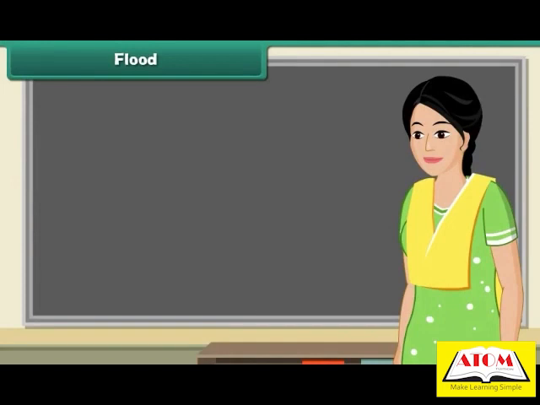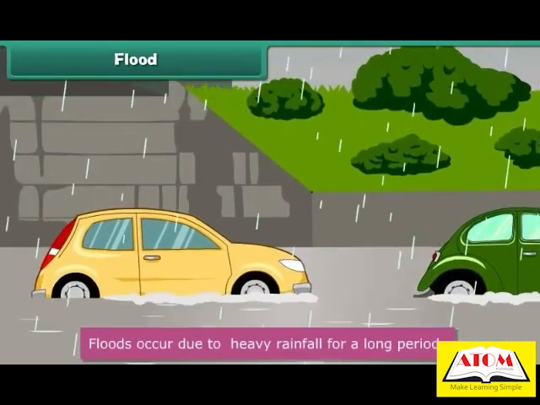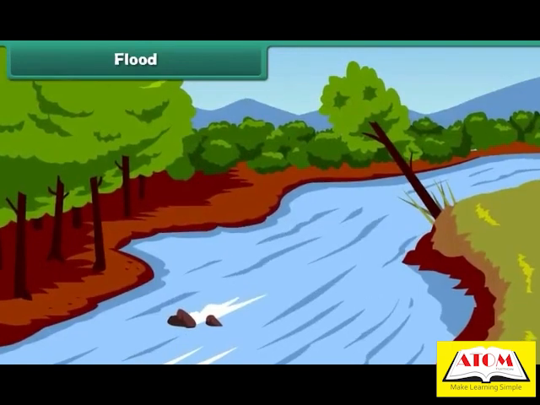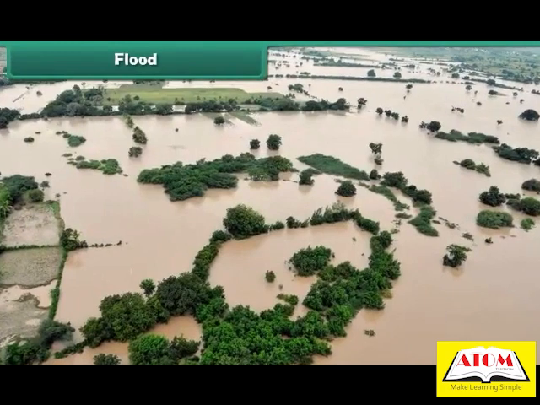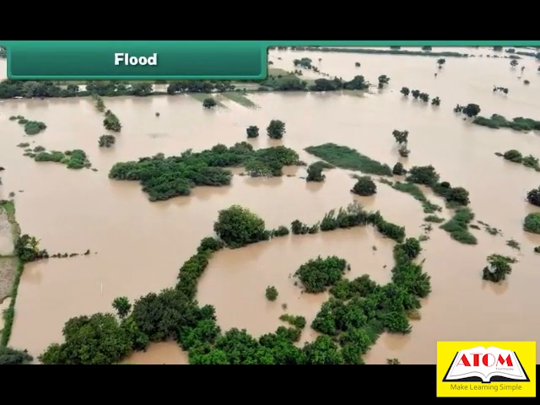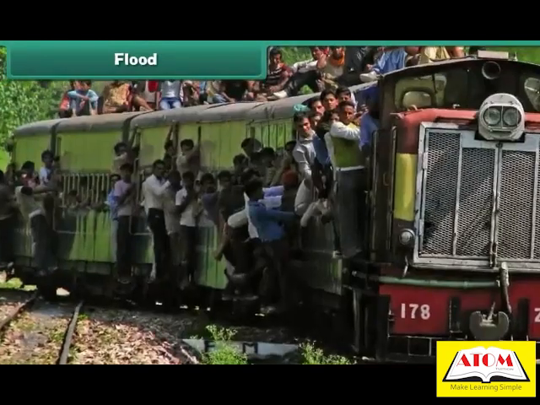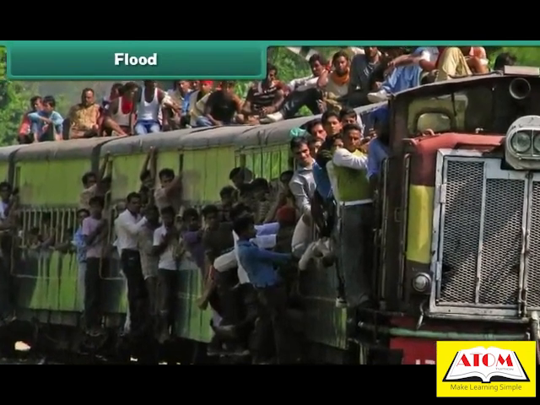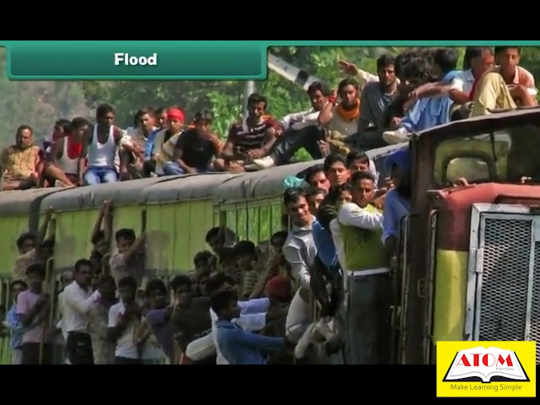Flood. Let me tell you about floods. Floods occur due to heavy rainfalls. When it rains heavily, rivers overflow and submerge the surrounding areas. Water collects in houses, shops, roads, farms, and damages the properties. Floods destroy life and property. People become jobless and it leads to their migration towards cities as laborers and other daily wage workers.